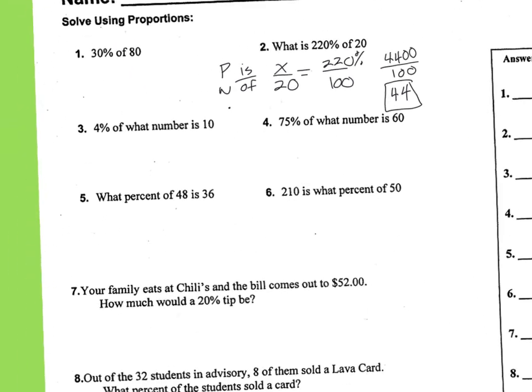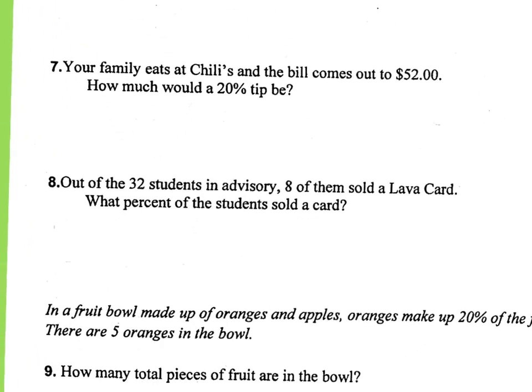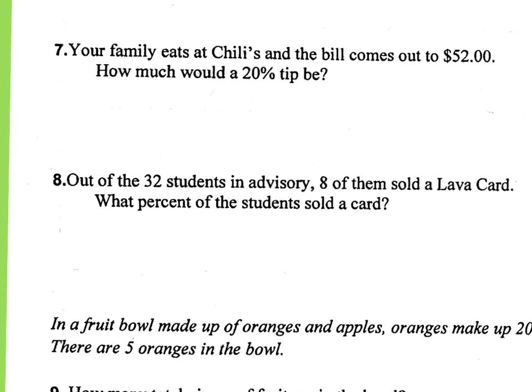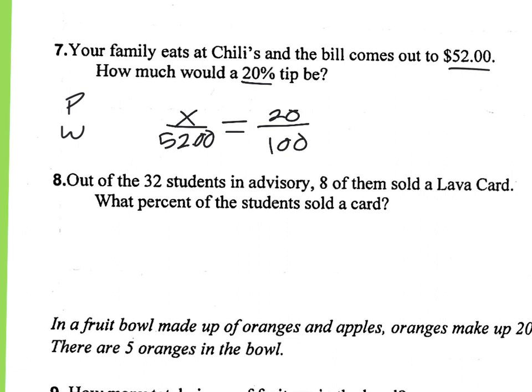All right, let's go down and look at one of the word problems. We are going to look at number 7. Your family eats at Chili's, and the bill comes out to $52. How much would a 20% tip be? So we're trying to find 20% of 52. So we are going to start out with is over of equals percent over 100. It gives us the 20. It goes here. We have the part and the whole. So I think that this $52 is the whole amount of the bill. So I'm going to put it right here, $52. And I want to know what the percent of this is.